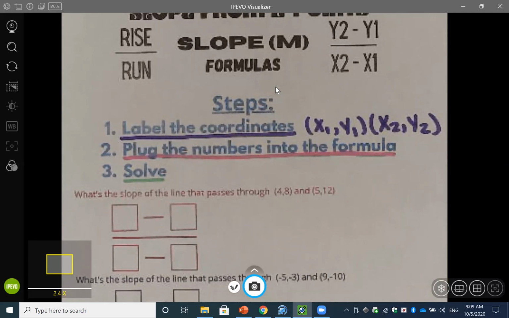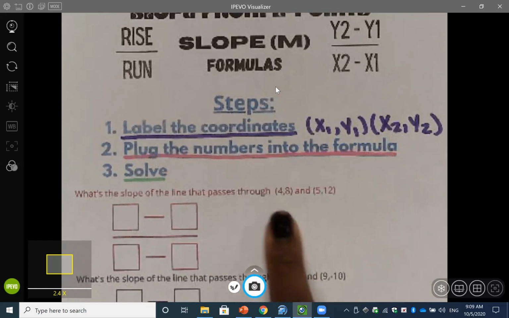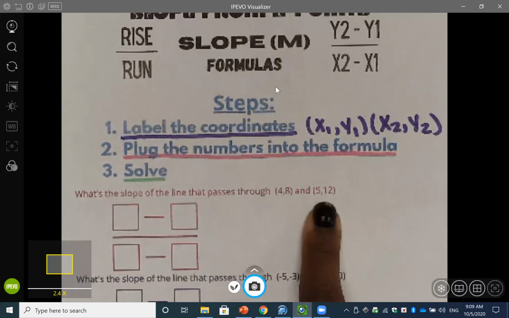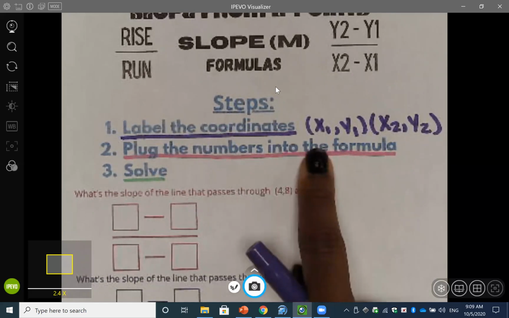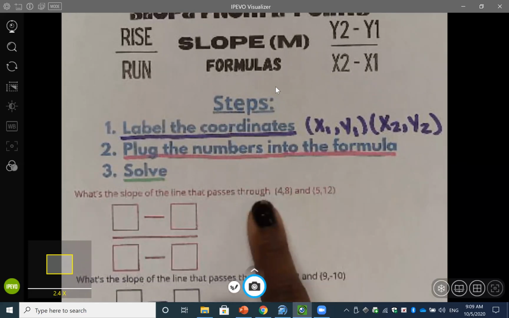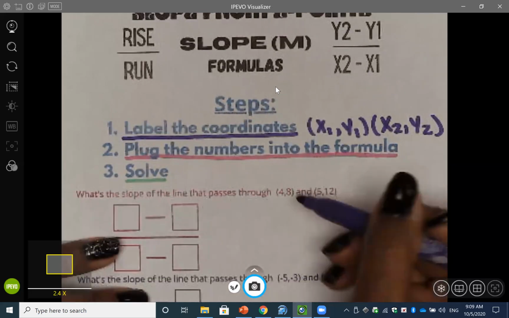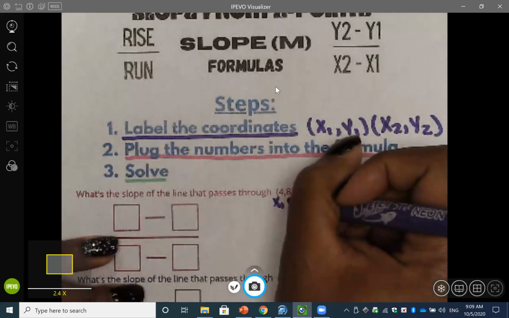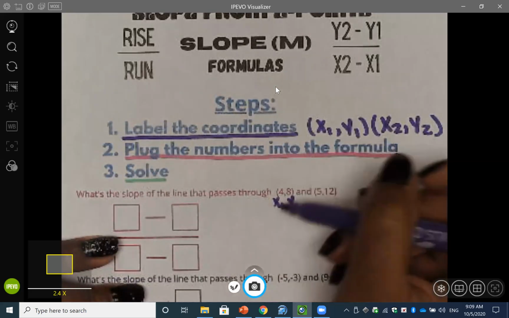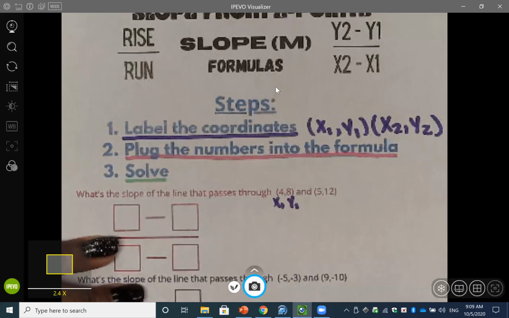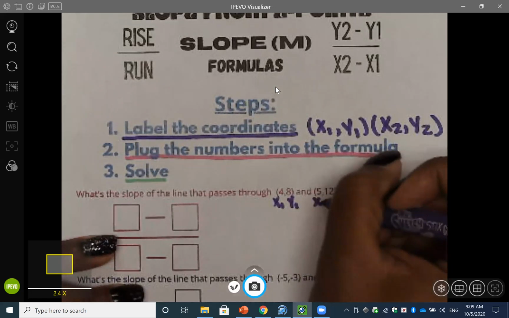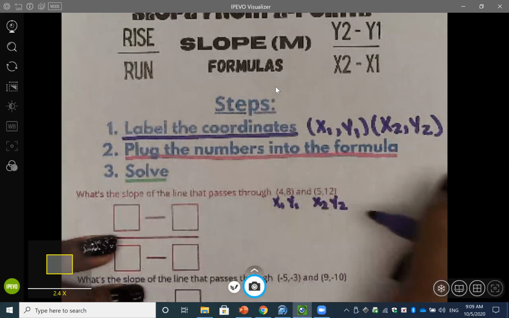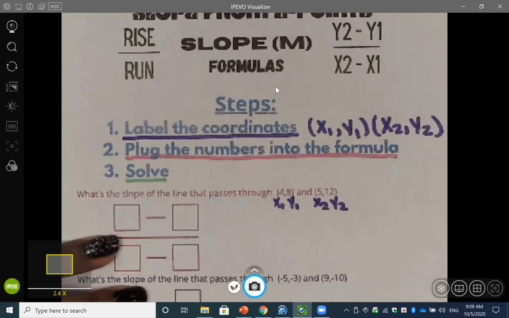Okay, so that's how we always label. So you have an ordered pair right here, and you have an ordered pair right here. So we're gonna take these labels and put them on these 2 points. So the number 4 would be our x1. The number 8 would be our y1, because that's our first x and our first y. The number 5 would be our x2, and 12 would be our y2, because that's our second x and our second y. Do we all understand the labeling process?